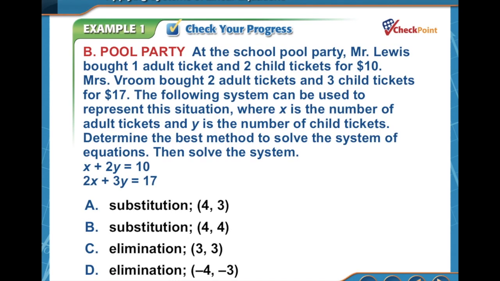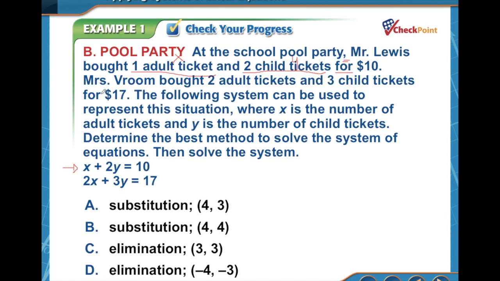All right. So here's 1b. Just write down the equations, and we'll talk about the words here and how we generated those. So at the school pool party, Mr. Lewis bought 1 adult ticket and 2 child tickets for $10. So that's how this first equation came about. So 1 adult ticket, we'll call that x. 2 child tickets, we'll call child tickets y. 4 is going to mean equals, and 10. x plus 2y equals 10. That's where this came from.